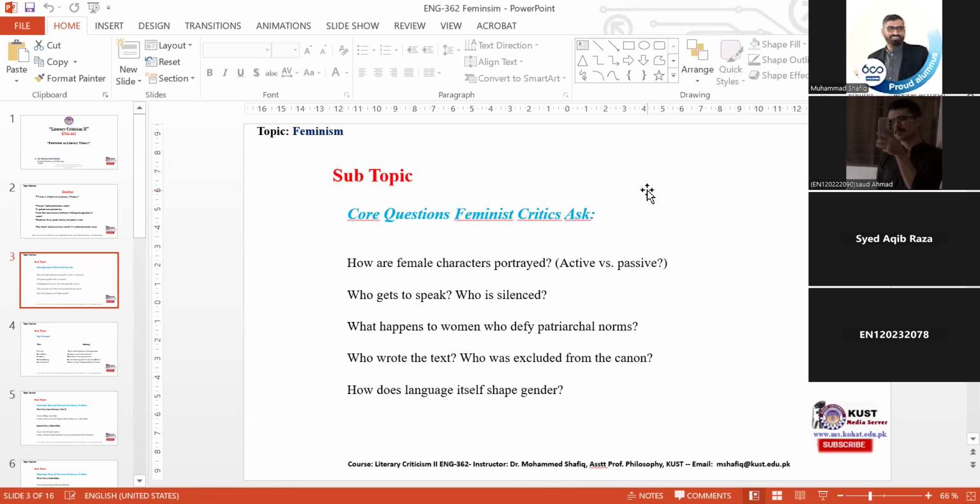For example, when a novel describes a female character's appearance before her actions, that's a patriarchal choice. You might have read books or watched movies where a female character is introduced primarily through her body or looks. Normally, female characters are depicted through their looks and their body instead of their intellectual caliber or their literary ability.